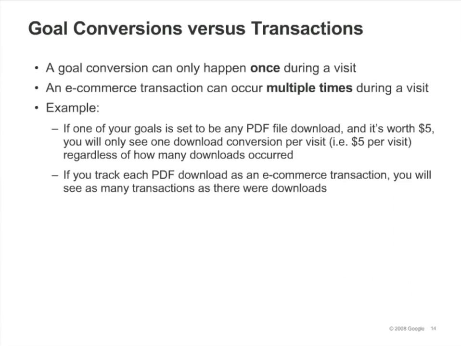There's an important difference between goal conversions and e-commerce transactions. A goal conversion can happen only once during a visit, but an e-commerce transaction can occur multiple times during a visit. Let's say that you set one of your goals to be a PDF download, and you define it such that any PDF download is a valid goal conversion. And let's say that that goal is worth $5. In this case, if a visitor comes to your site and downloads 5 PDF files during a single session, you'll only get one conversion worth $5.